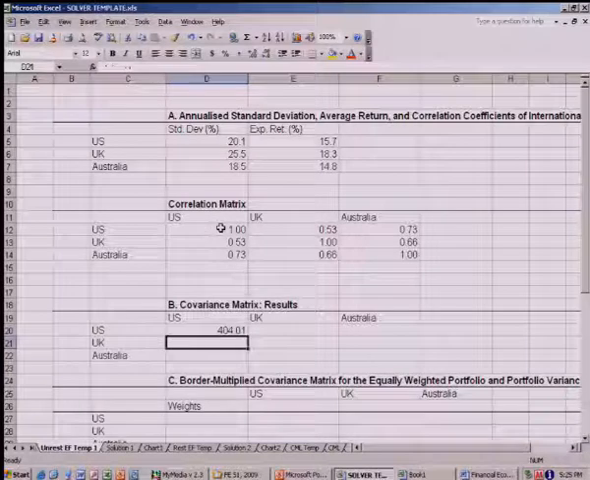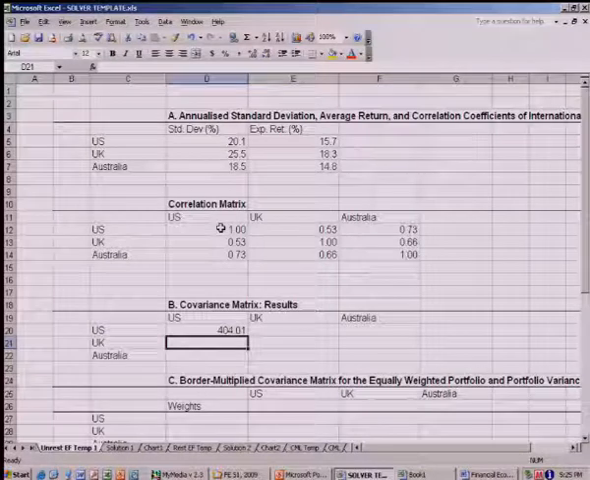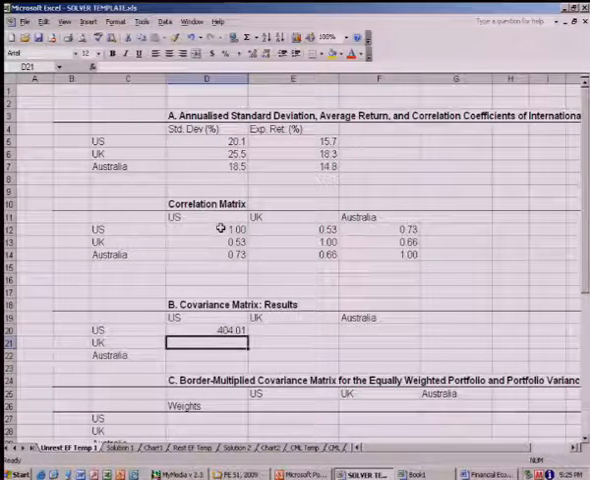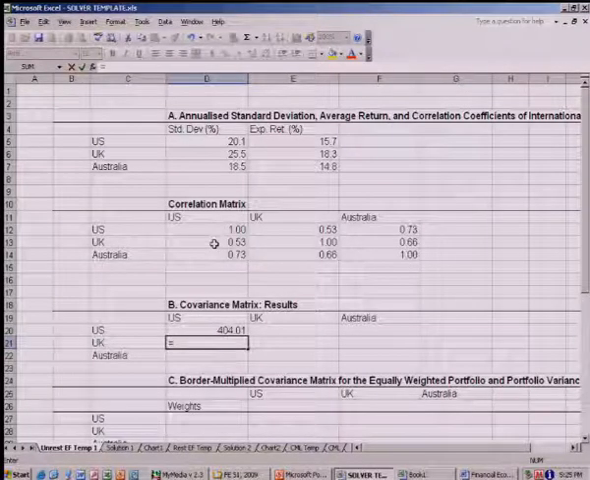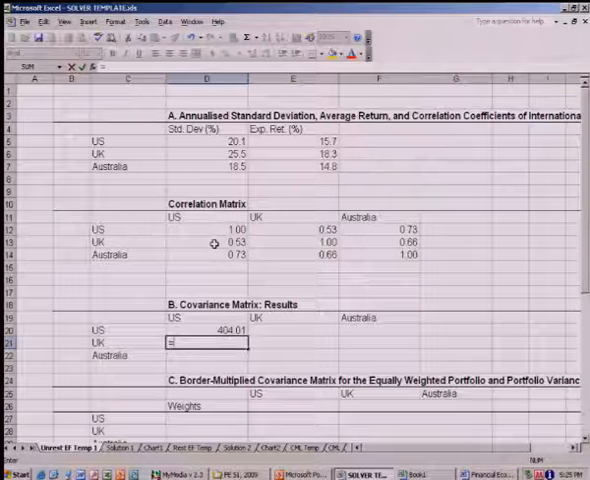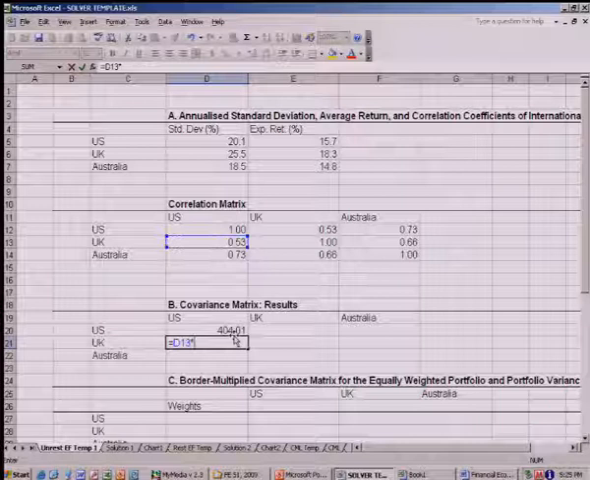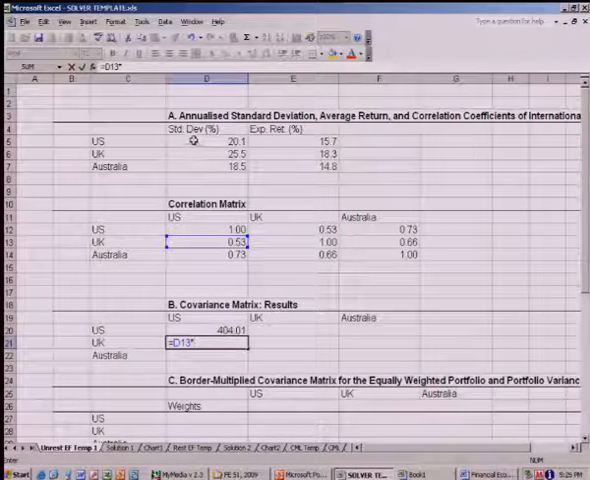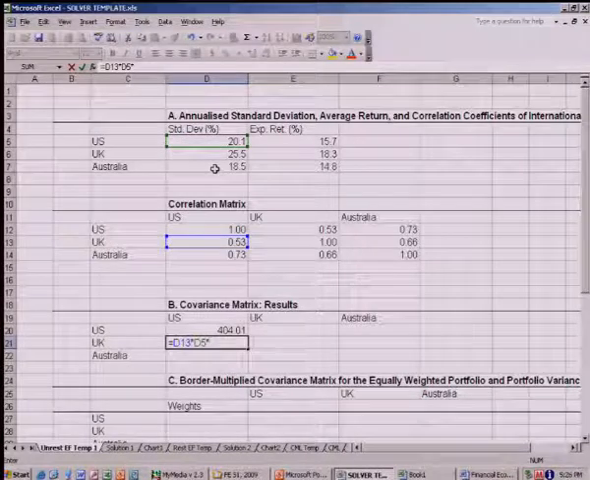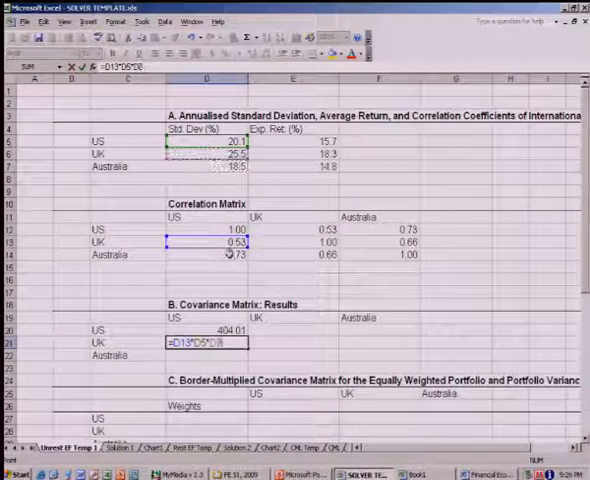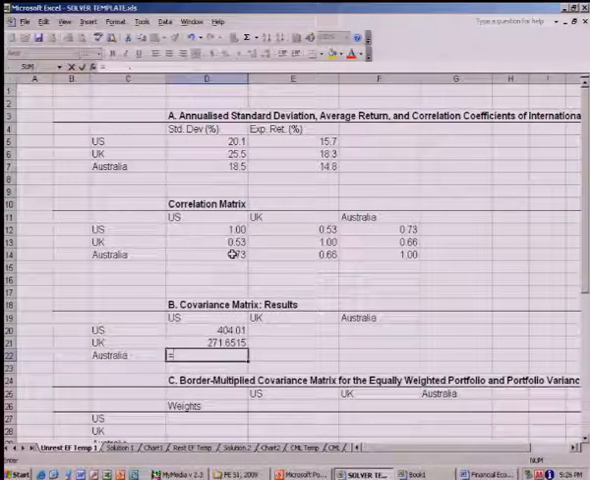So in the next one, I will have to find the covariance on the returns between the UK asset and US asset. So that will be equal to the correlation coefficient on the returns between the UK asset and US asset, which is given in our correlation matrix, and it's 0.53, times the standard deviation on the returns of the US asset times the standard deviation on the UK asset, and enter. And so you just keep doing that for the rest of them.